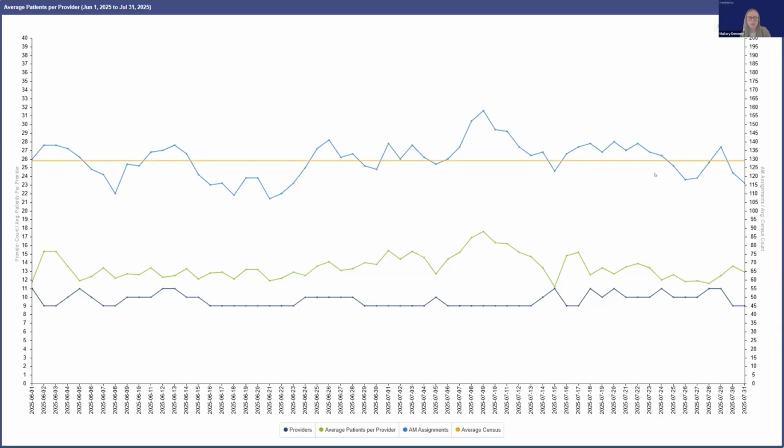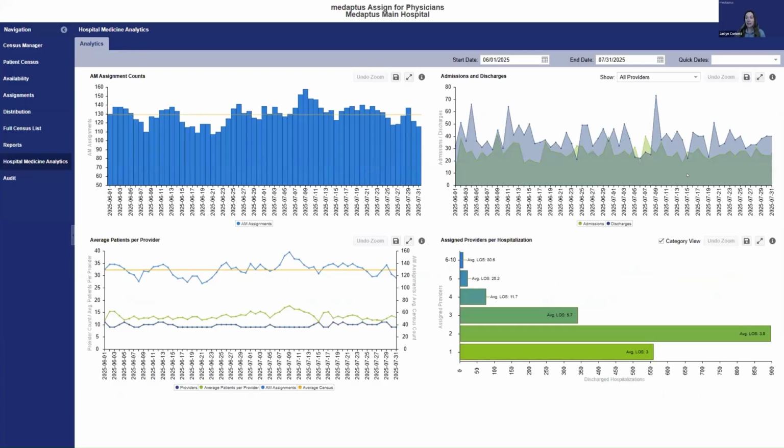Thanks, Jacqueline. I really agree with you that instead of looking at the census and coverage separately, you can see exactly how they move together, which does really help ensure that teams are staffed appropriately for patient demand. Yeah, exactly. This is an important one for, I think, assessing workload fairness, monitoring your provider to patient ratios, and identifying any gaps that you have in staffing.